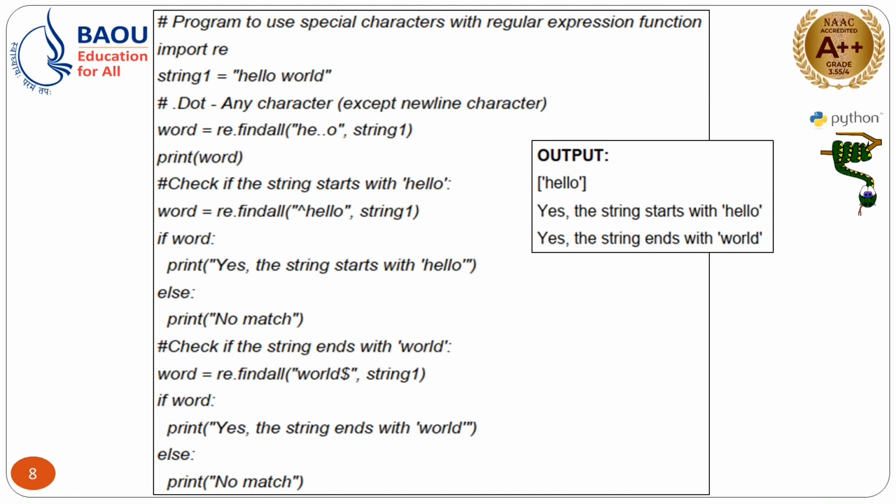Then third is findall for a word at the end. Our string is hello world, so world is the ending word. If you want to search for a pattern at the last position, you use the dollar sign. So you can use world followed by dollar, meaning the word world is available at the last position. If it is there, it will return true, if it is not, it will return false, and accordingly we use this in the if condition.